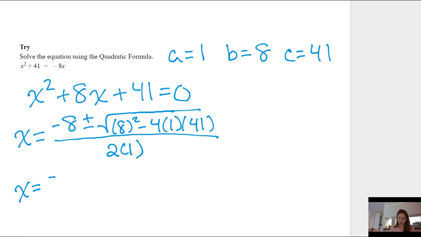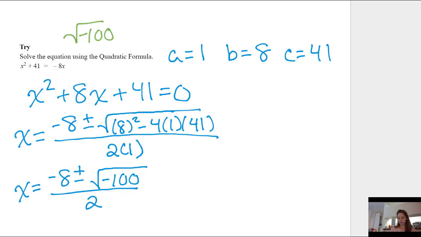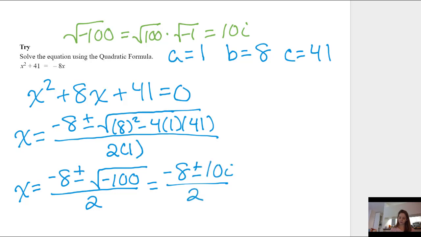X equals negative 8 plus or minus, putting this in your calculator, negative 100, over 2. Simplified. Square root of negative 100 is the same as the square root of 100 times the square root of negative 1, which is 10i. So we have negative 8 plus or minus 10i all over 2. I can divide both terms by 2. And I get negative 4 plus or minus 5i.